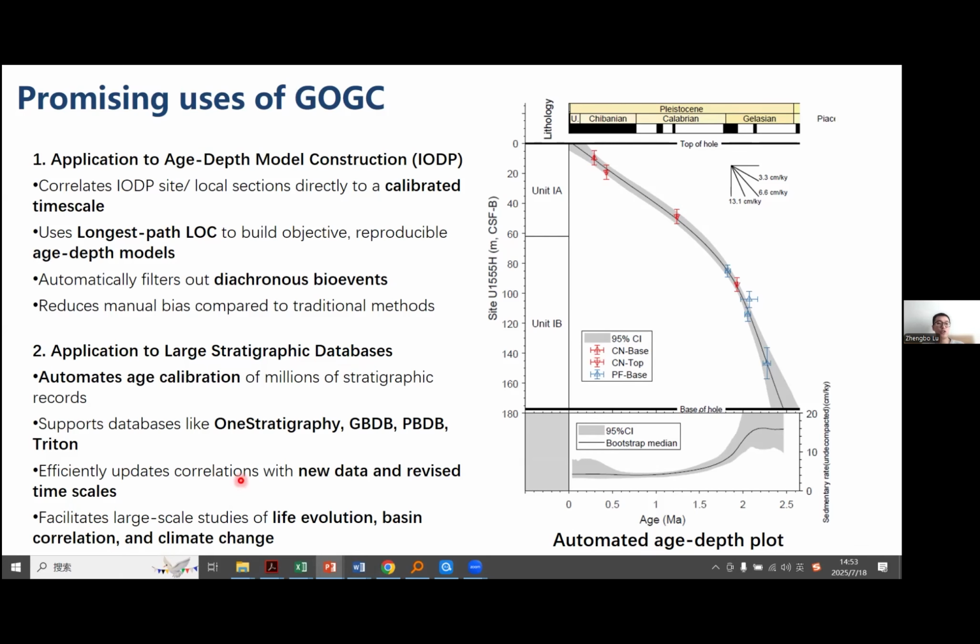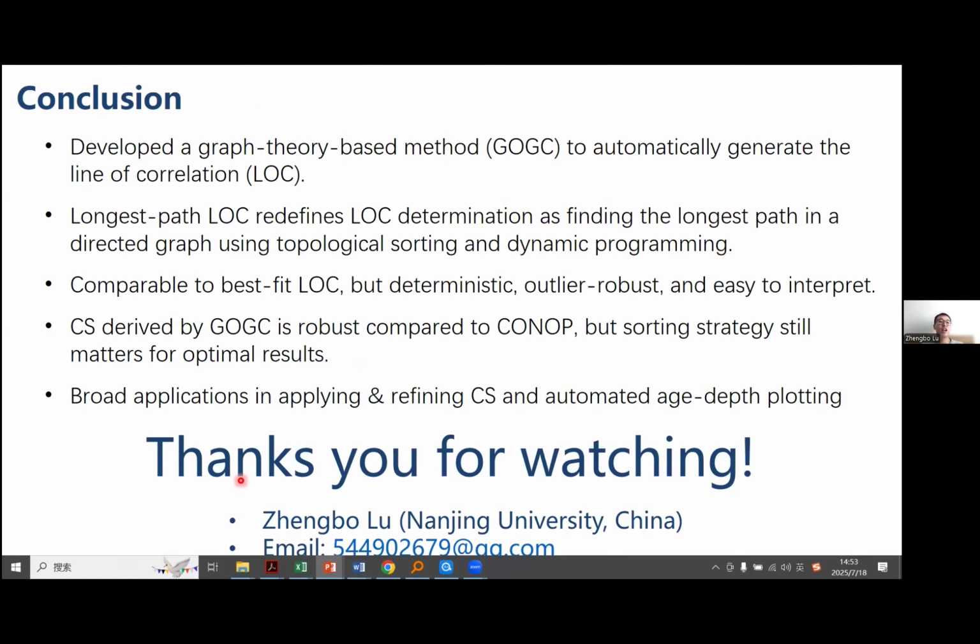Okay, to conclude, in our study, we have developed a graph theory-based method, GeoGC, to automatically do the graphic correlation. And this is actually done by generating the longest path LOC based on the longest path problem in a directed graph using topological sorting and dynamic programming. And we found that our generated LOC is comparable to previous best fit LOC, but in a more deterministic way, and also robust to outliers.